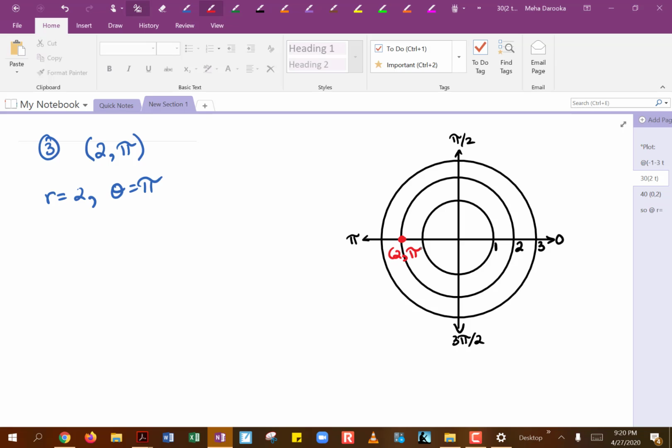Now we have to see what this is going to be in our rectangular coordinates. So this is where we bring in the relationship x equals r times cosine theta, and y equals r times sine theta. So r is 2, and then you're multiplying that with cosine of pi. Let's give a little space over here. And same thing with y value, we will do 2 times sine of pi.